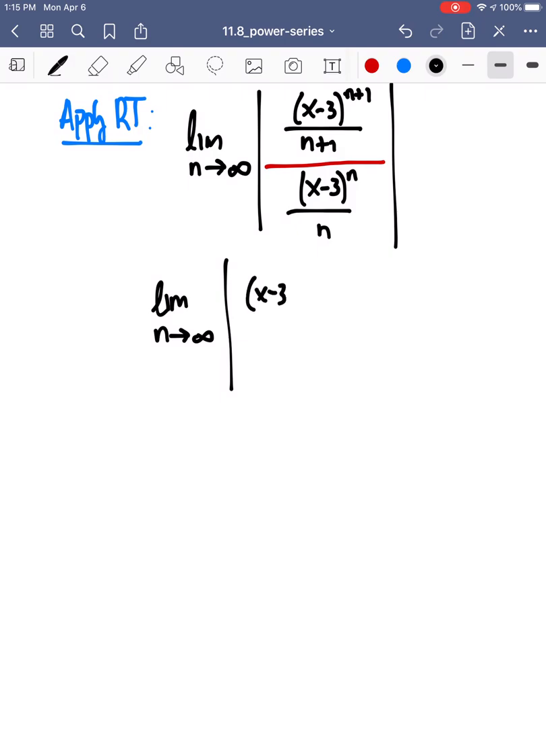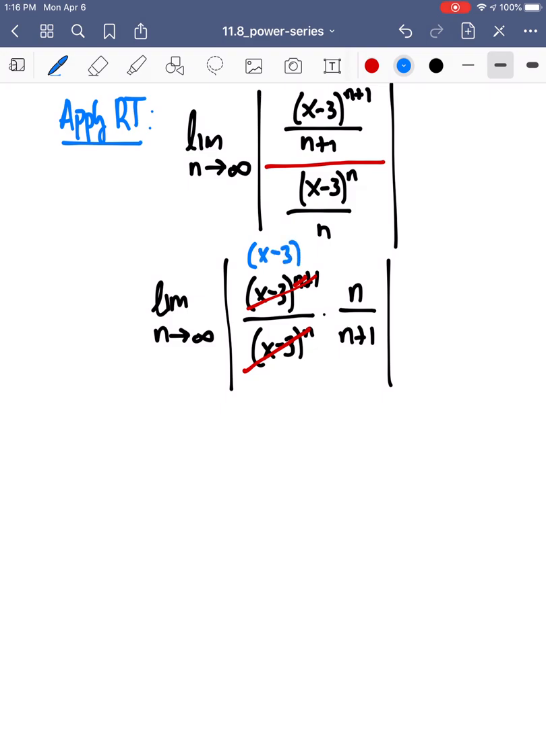So this would be (x minus 3) to the n plus 1 all over (x minus 3) to the n, times n all over n plus 1. And from here we want to try and reduce as much as possible just using algebra. So we see we can cancel out a whole factor of (x minus 3) to the n out of that numerator. So in that numerator, we're just going to be left with one factor of x minus 3. And this other term, n over n plus 1, it looks like we could be stuck with that. There's no shortcut of algebra there.